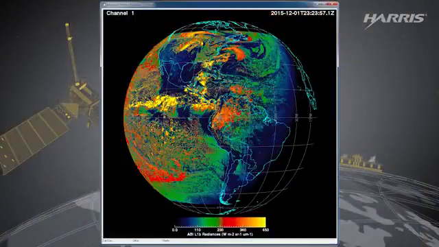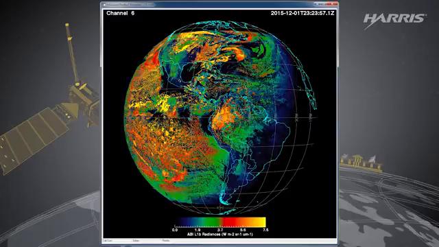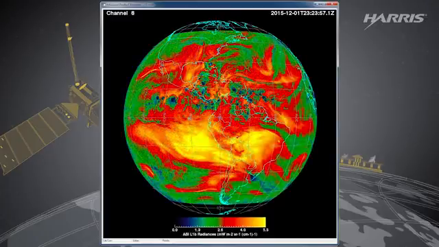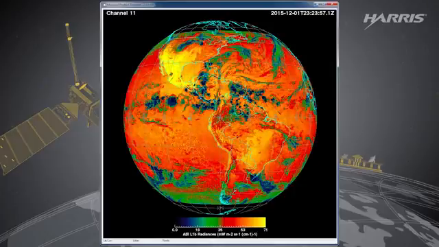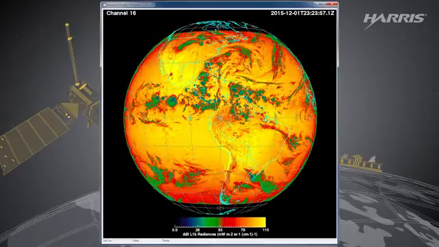What ABI offers is a lot more channels of different types of data. Each unique wavelength corresponds to a different data product. It could be one particular channel is looking at a certain frequency of visible light, and another one is looking at a certain frequency of infrared light. Each one of those channels gives a different data product to the scientists that are doing the forecasting.